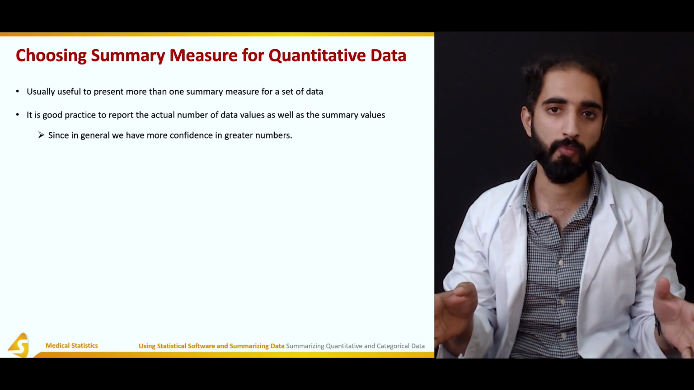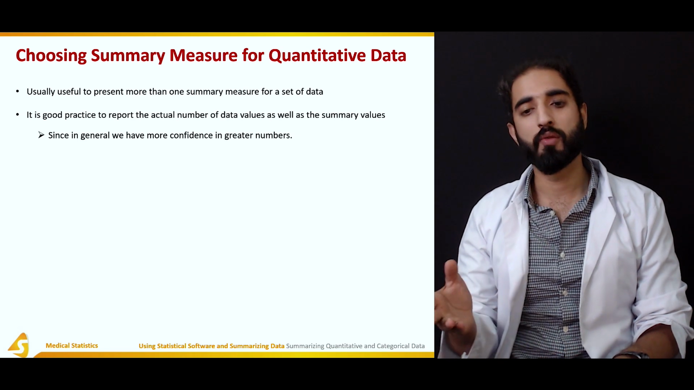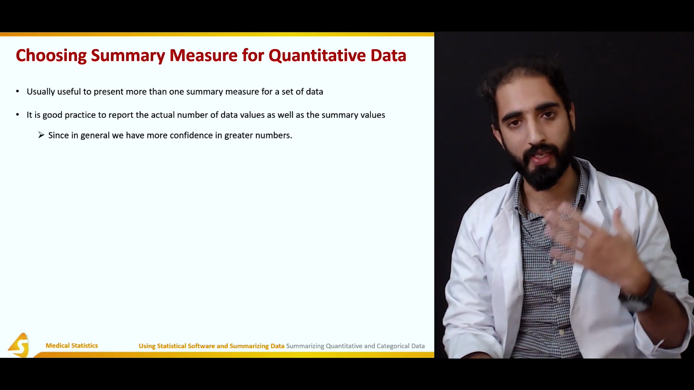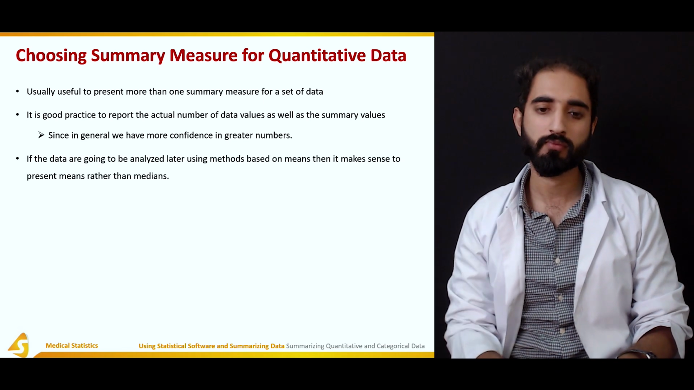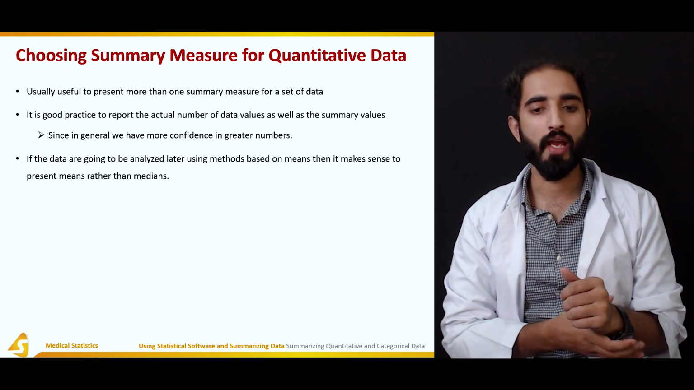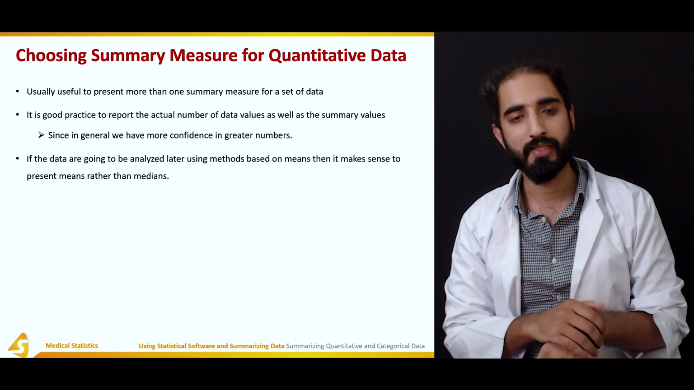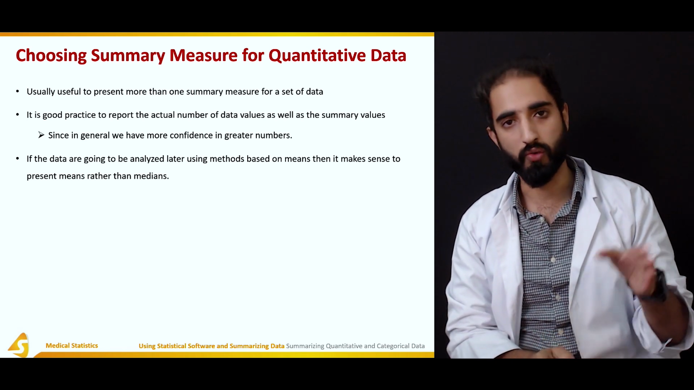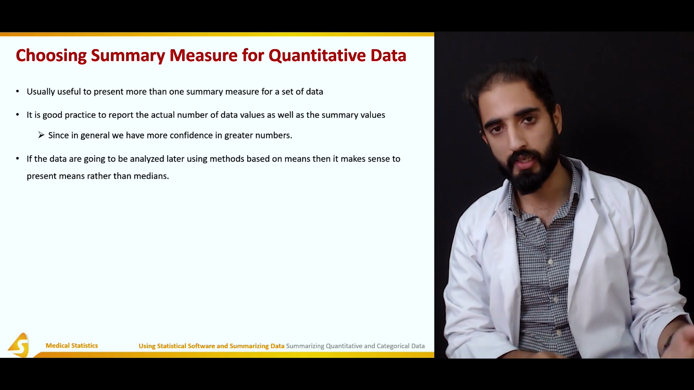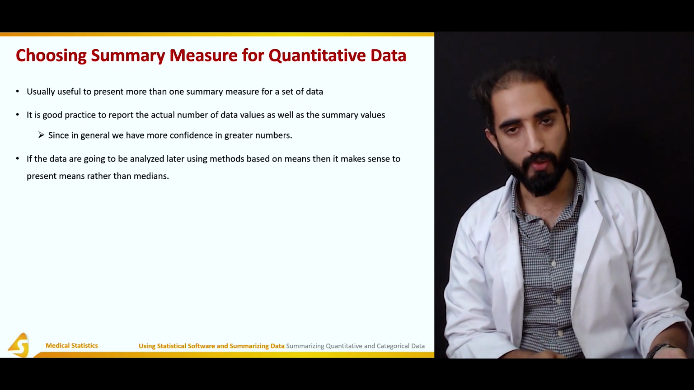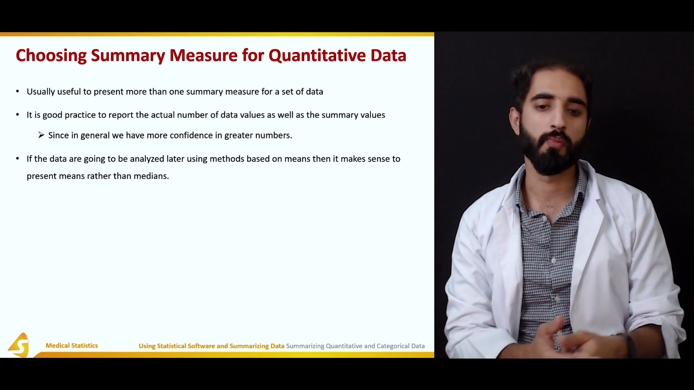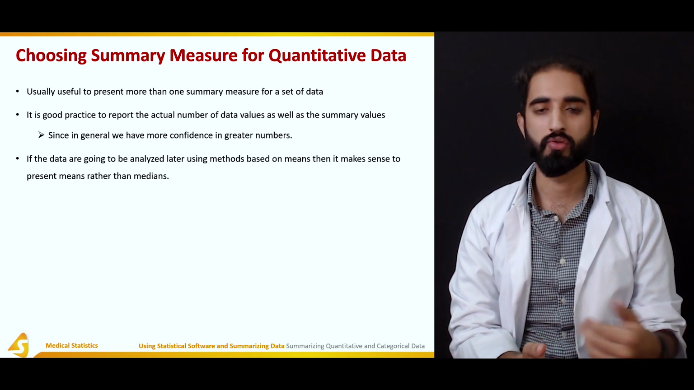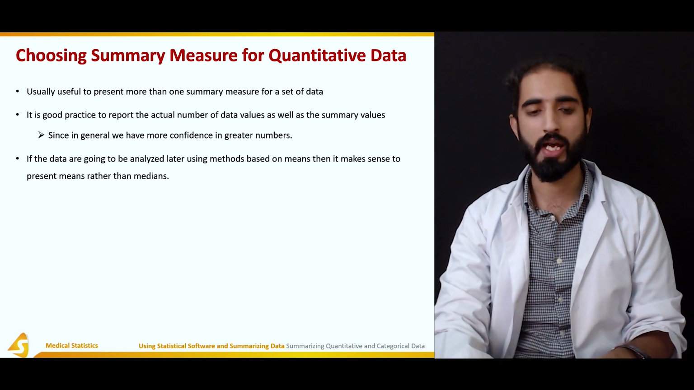N is the total number of participants. Since in general we have more confidence in greater numbers, so the greater the N, the greater confidence we would have in the findings. So if the data are going to be analyzed later using methods based on the means, then it makes sense to present means rather than medians, because if you're using parametric tests of significance, then you should present means. If you are using non-parametric tests of significance, then you should use medians. So it all depends on that as well.